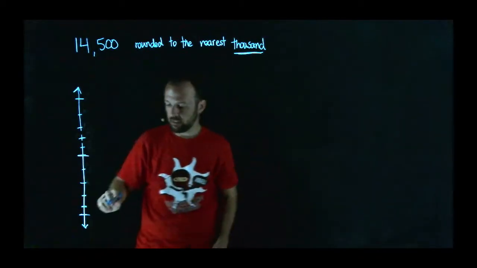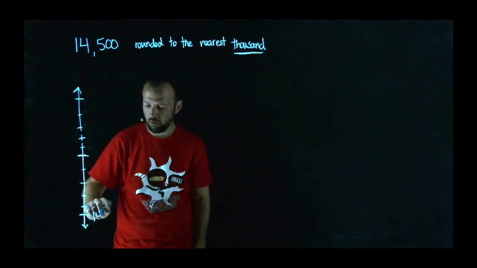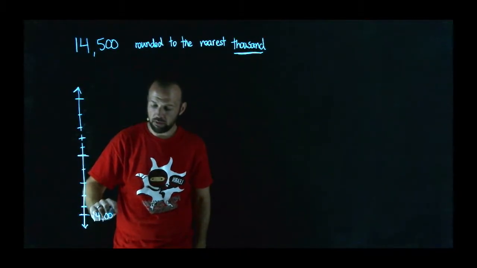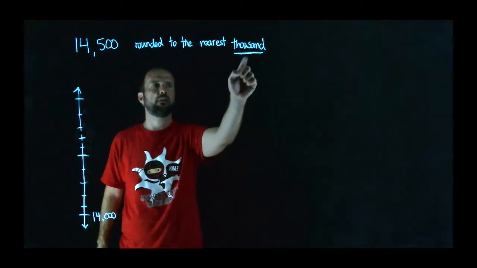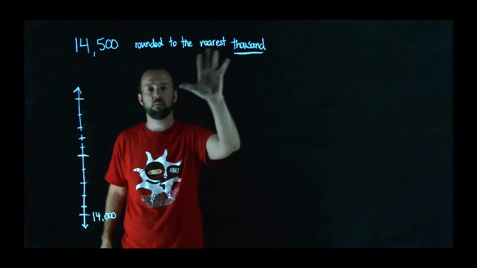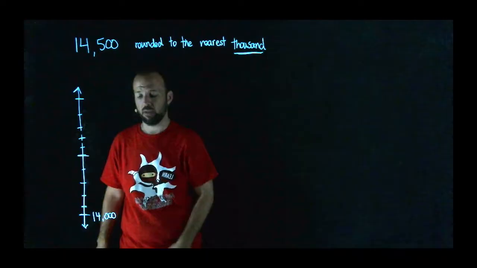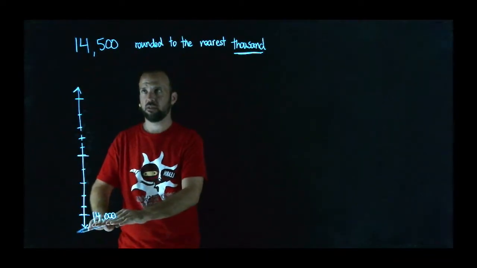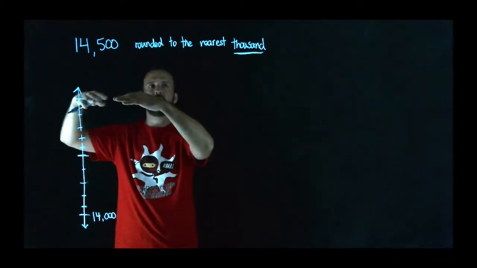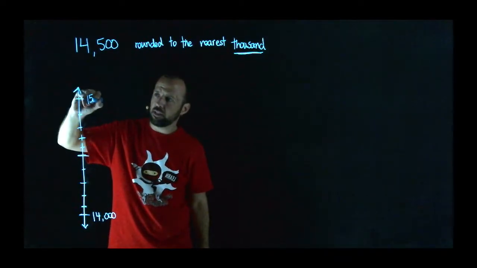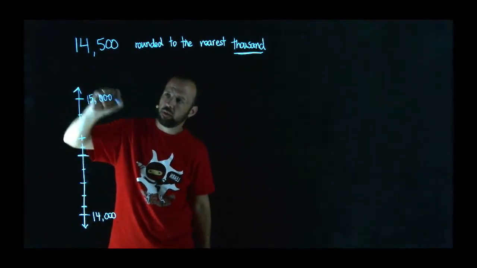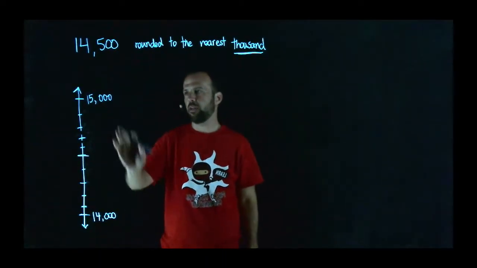You're right, there's 14. So I'm going to start with 14,000. And why am I starting with 14,000? Because we're rounding to the nearest thousand. So we want our numbers to be in thousands on our vertical number line. So we have 14,000 as our starting point. What's 1,000 more than that? Exactly, 1,000 more than that would be 15,000. Put that up there. So I have my start point and my end point.